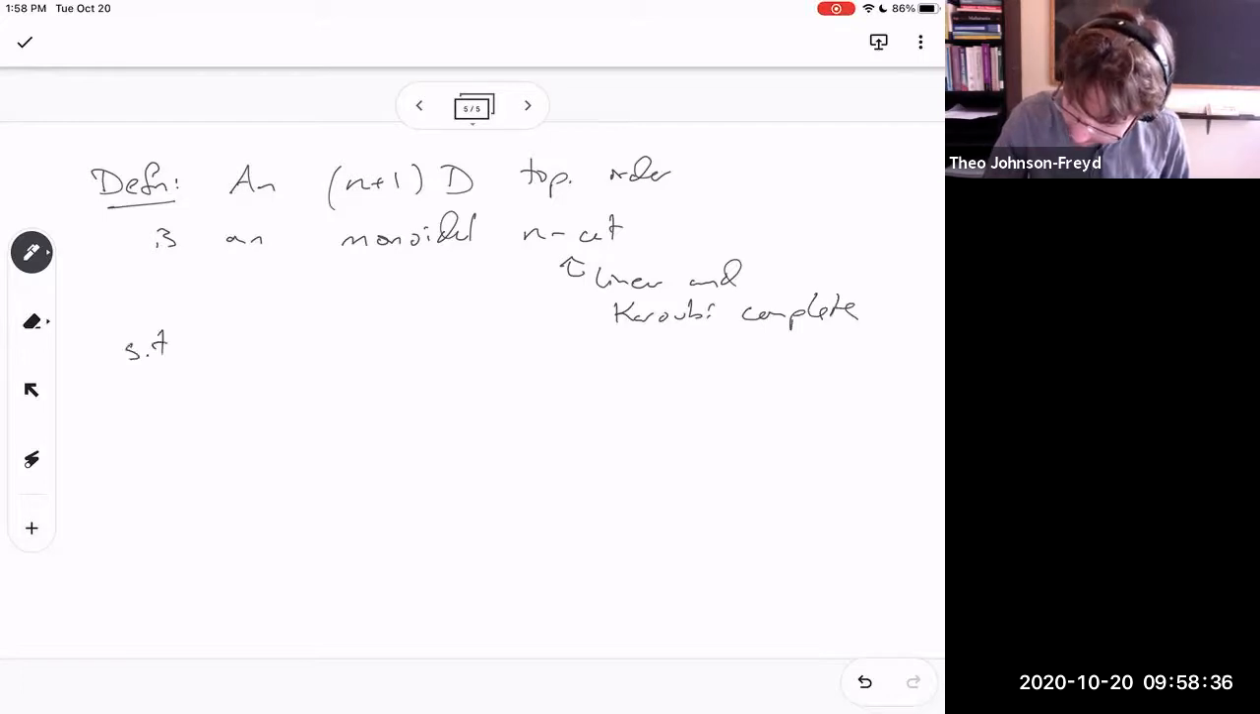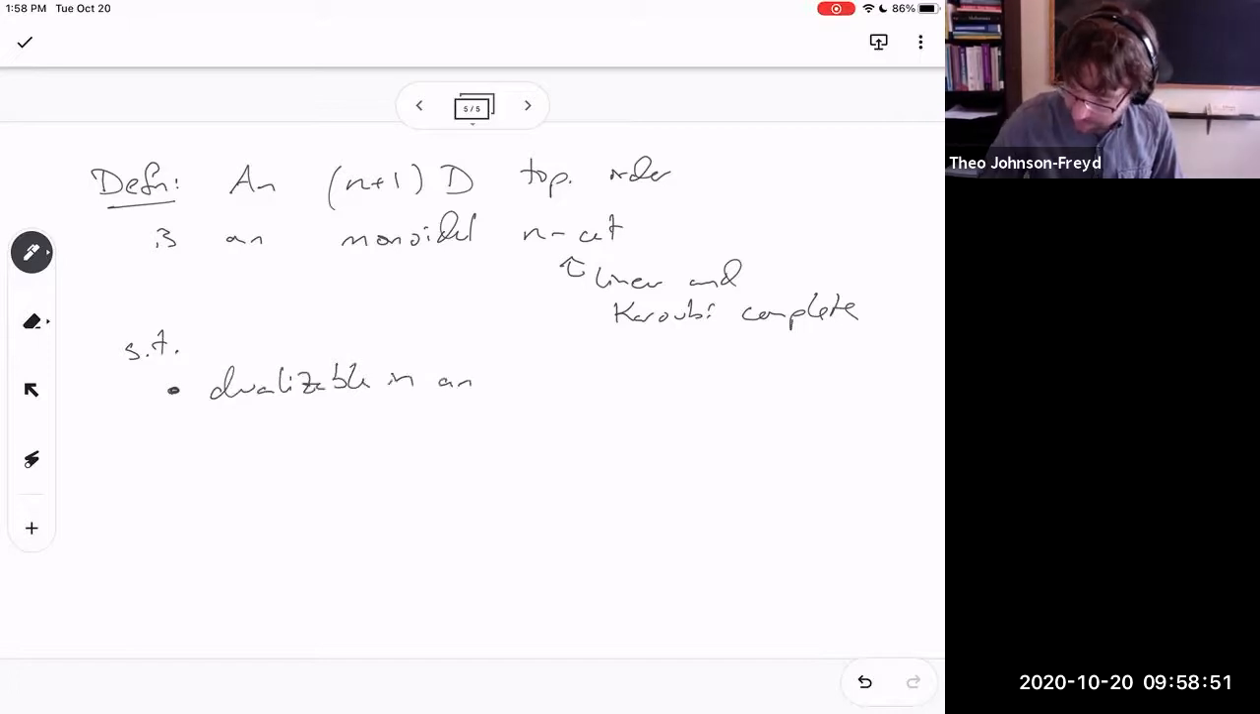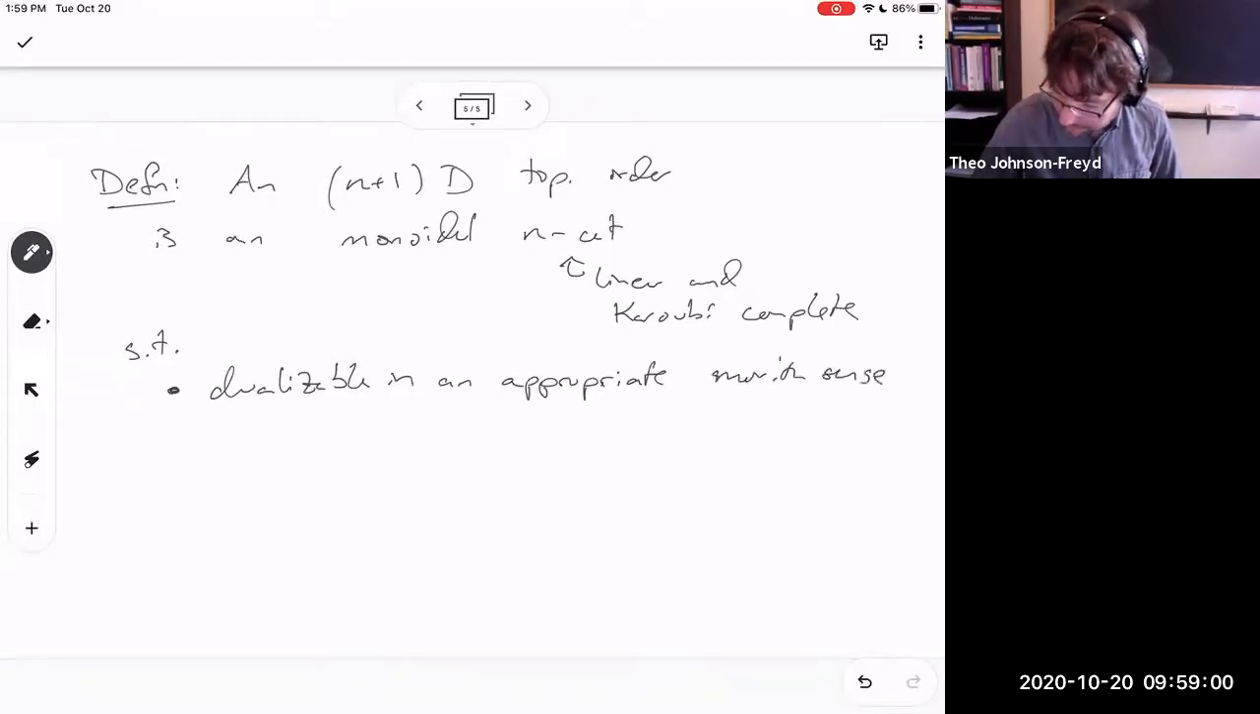And I wanted to satisfy two properties. There's something that anybody who studies topological field theory won't be surprised about, which is that it should have some good dualizability properties in an appropriate Morita sense. I won't spell that out right now. But I can axiomatize it completely for you. And this you should think of as being a multi-fusion N category.